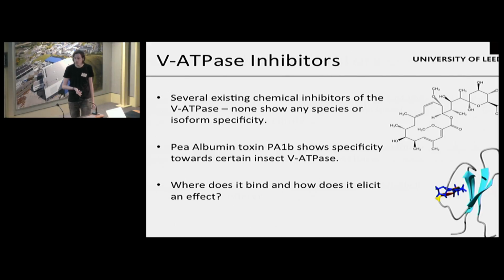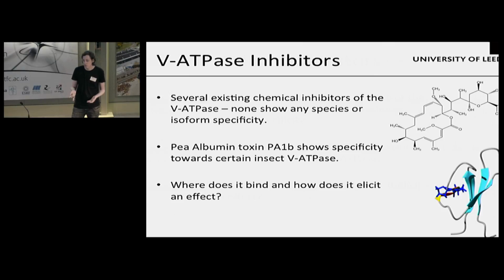So a couple of years ago, a group in France discovered this toxin called PA1b, extracted from peas. Now this, again, inhibited the V-ATPase and had one particularly interesting property. It only interacted with a V-ATPase from a small subset of a weevil family, of all things. So what we want to know is, how does it get this specificity? Why does it only inhibit the V-ATPases from this small subfamily? And if we can work out how it gains its specificity, can we mimic this and use it in something slightly more useful and elegant than a toxin?